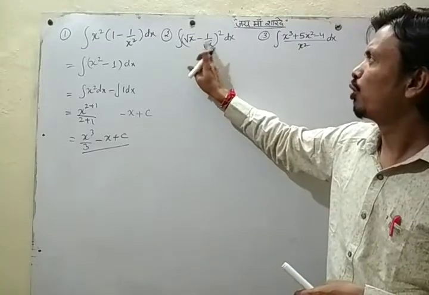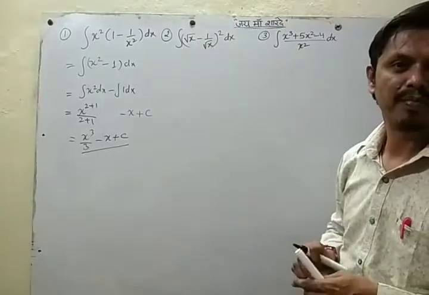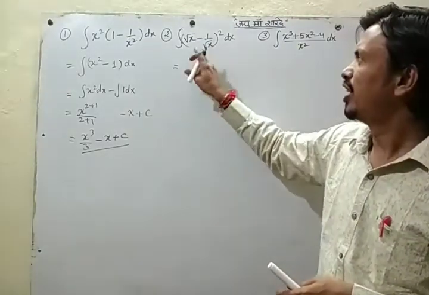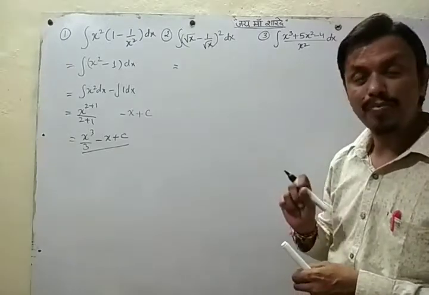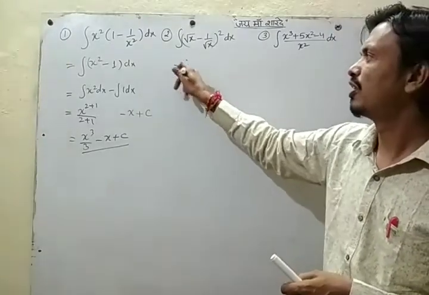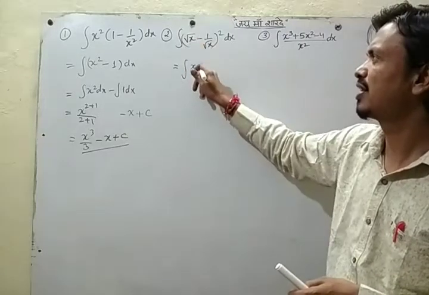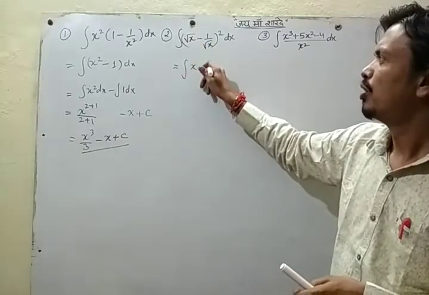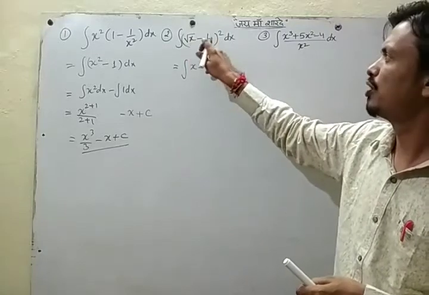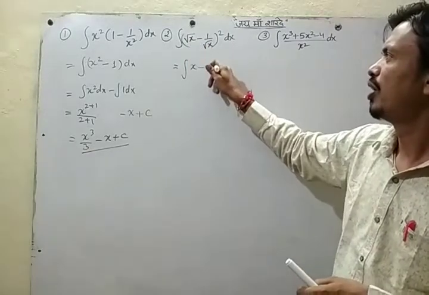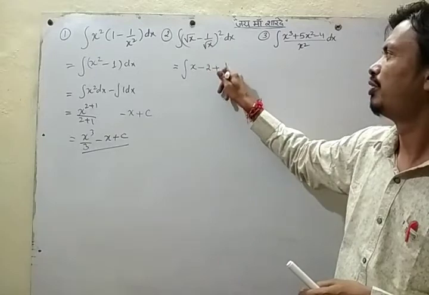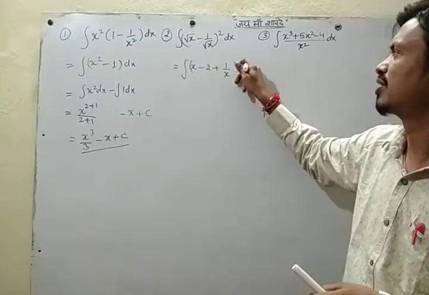We have to find the integral of the square of root x minus 1 by root x. So again here it is a product of two functions. So first we will simplify this. We can apply the a minus b whole square formula. So a square, the square of root x is x, minus 2ab, so 2 into root x into 1 by root x is 2 only, plus b square. 1 by root x square is 1 by x.